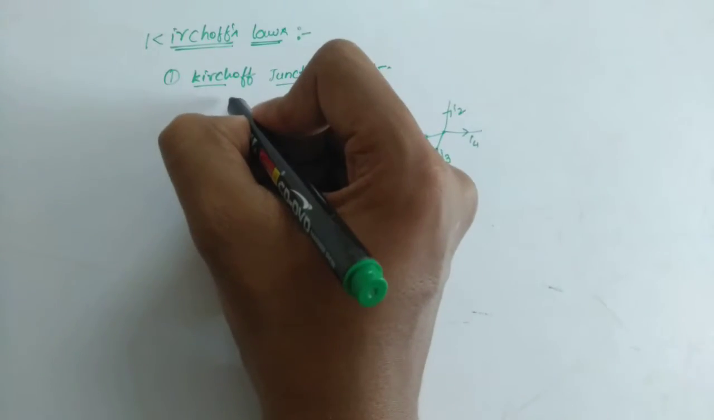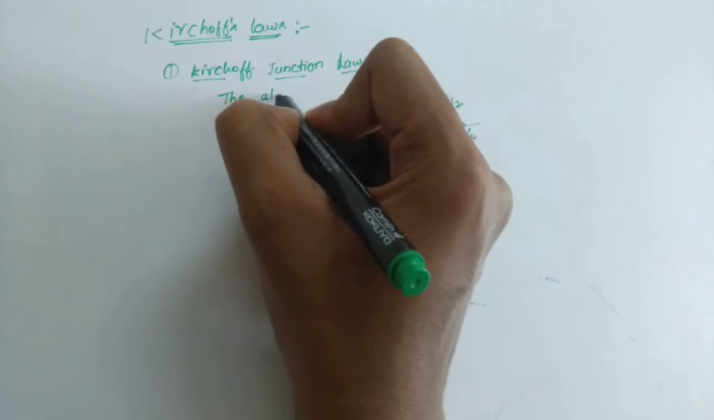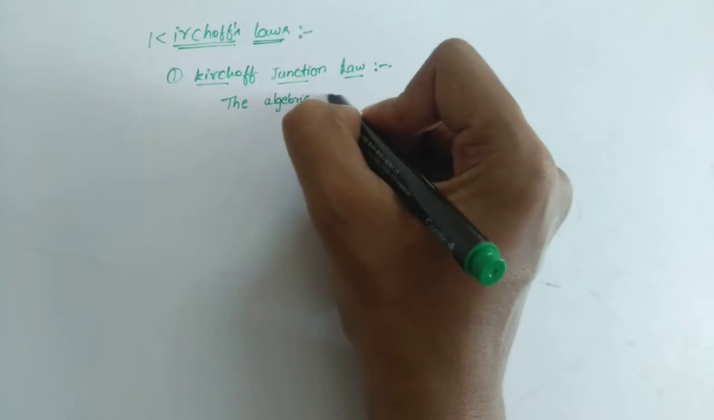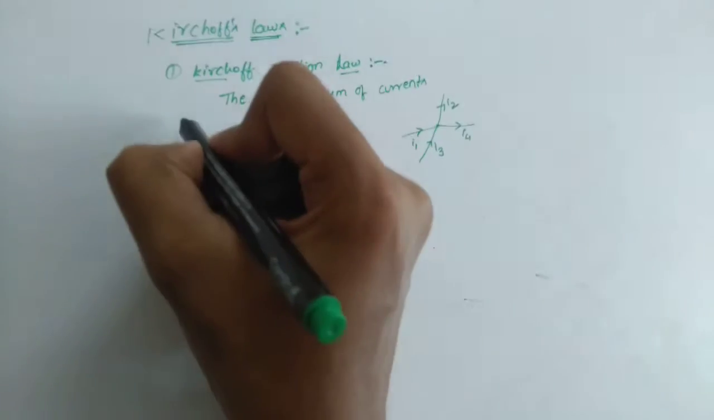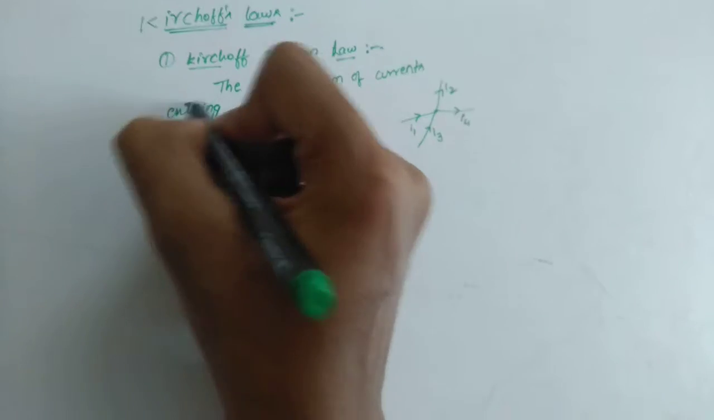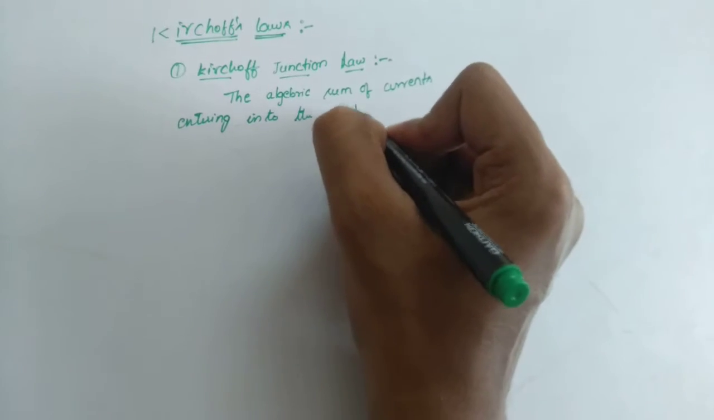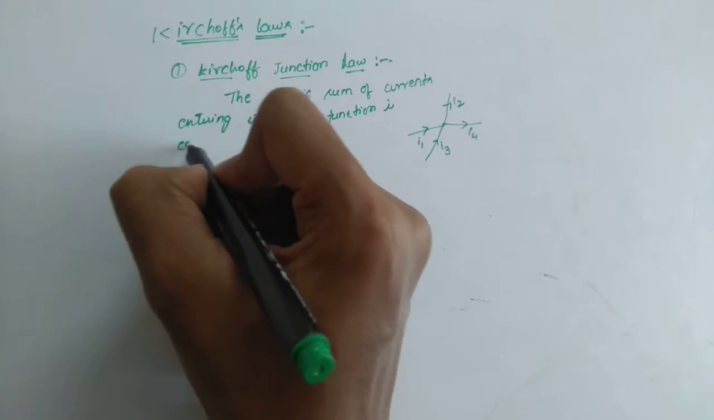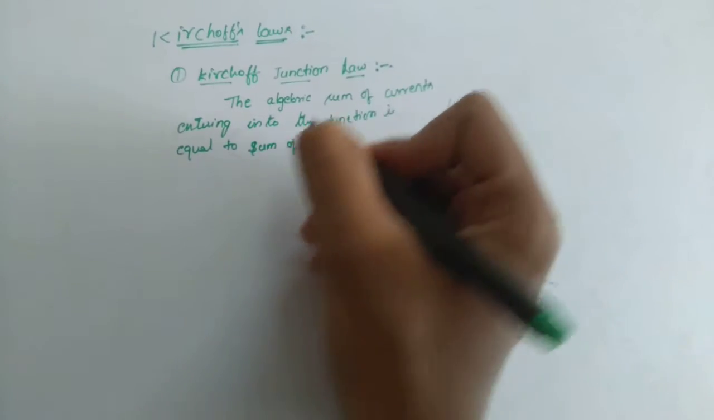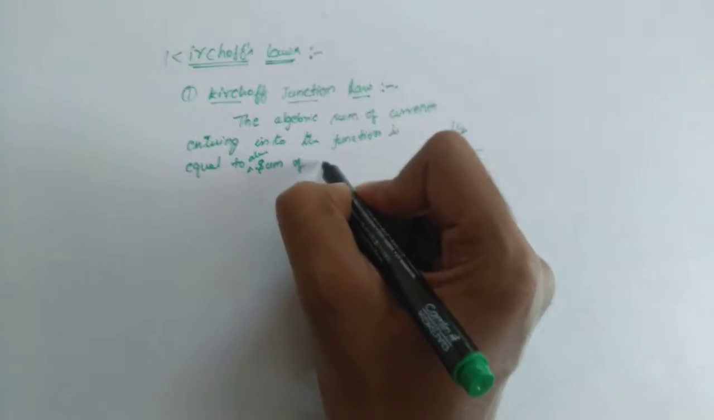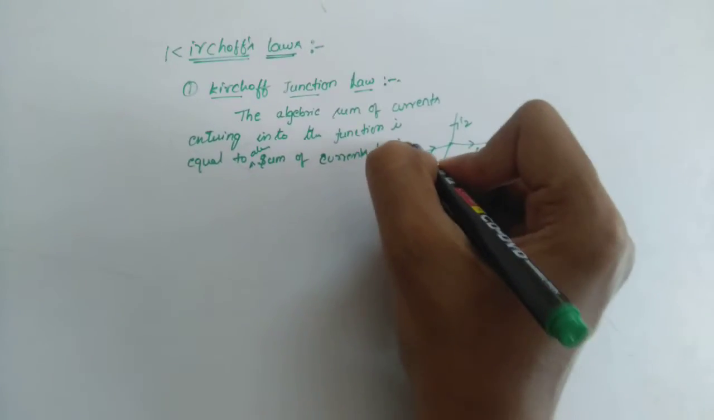Then according to the Kirchoff first law, the algebraic sum of currents entering into the junction is equal to the algebraic sum of currents leaving the junction.